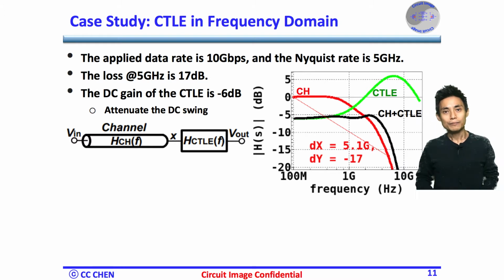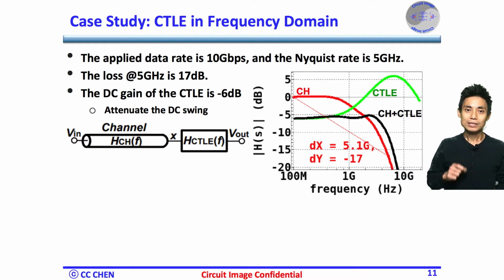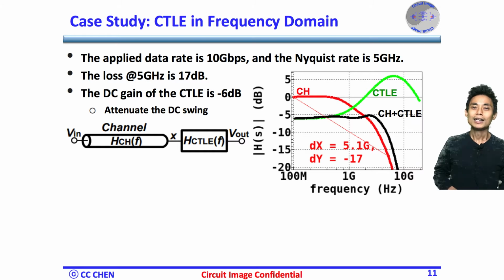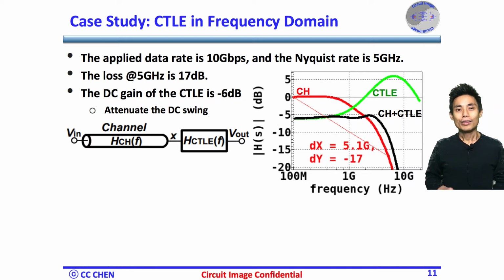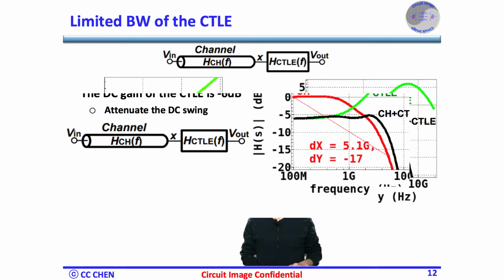But please note that the maximum gain of the CTLE is limited. Therefore, the peak gain is chosen at a high frequency close to the Nyquist rate. Instead, the DC gain of the CTLE would be reduced to equalize the gain at the low frequency and high frequency of the total frequency response. Hopefully, the continuous time equalization in the frequency domain will make sense to everybody.